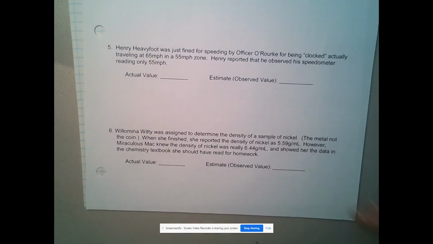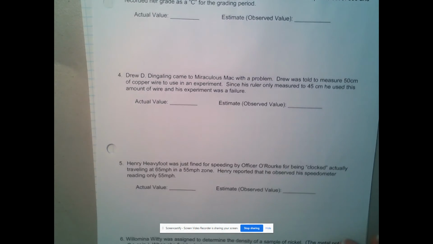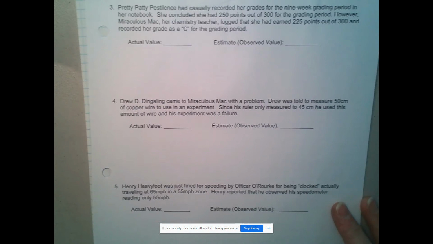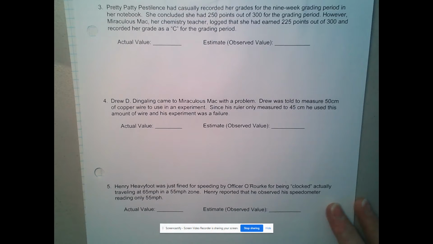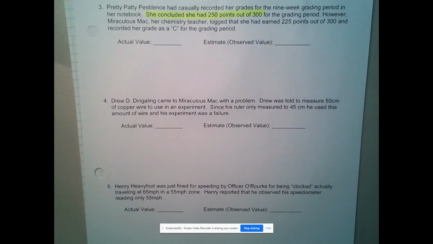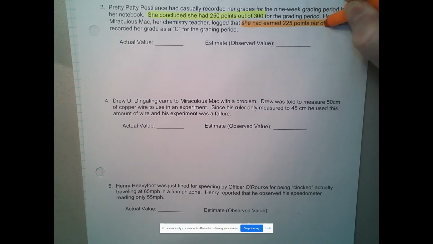All right. Pretty Patty Pestilence had casually recorded her grades for the 9-week grading period in her notebook. She concluded she had 250 points out of 300. However, Miraculous Mac, her chemistry teacher, logged that she had earned 225 points out of 300 and recorded her grade as a C for the grading period. So she concluded, she observed, she estimated that she had 250 points out of 300, and she had actually earned 225 points out of 300.